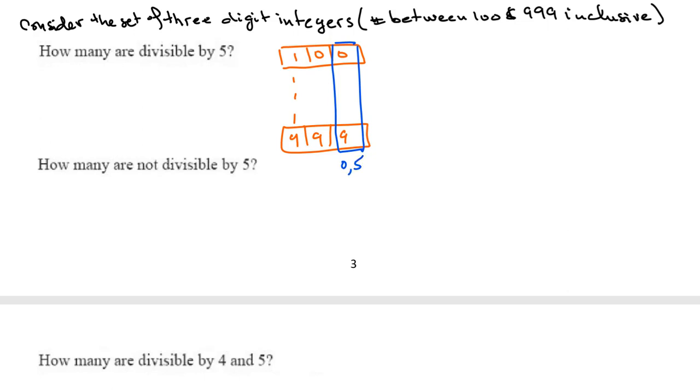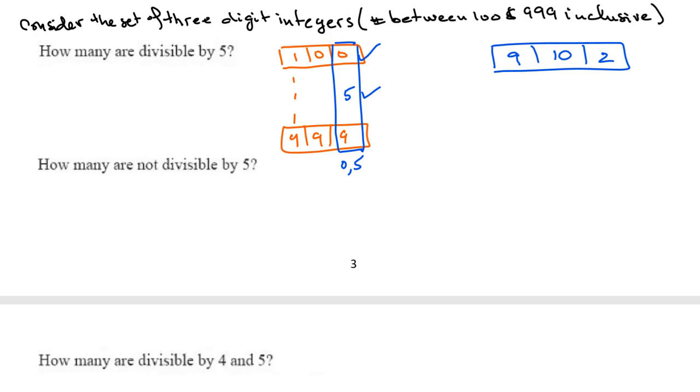So how many choices do we have? We have only two, a 0 and a 5. So we have two choices here. And for the second one, you have from 0 to 9, which is 10 choices to choose from. And for this hundreds digit, from 1 to 9, you have 9 to choose from.